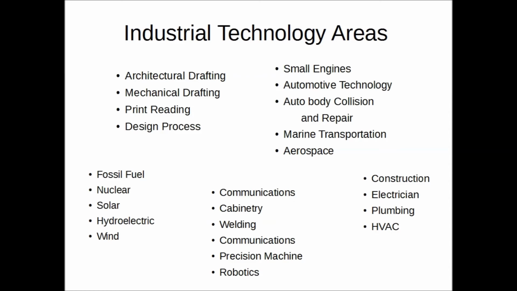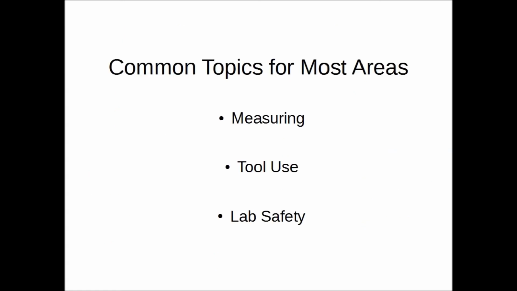Another confusion with industrial technology is it is a subject made up of many areas. A number of the different areas taught are listed on screen. These areas may be further broken down or combined together depending on the school. While different, some common links between many of these areas are measuring, tool usage, and lab safety.